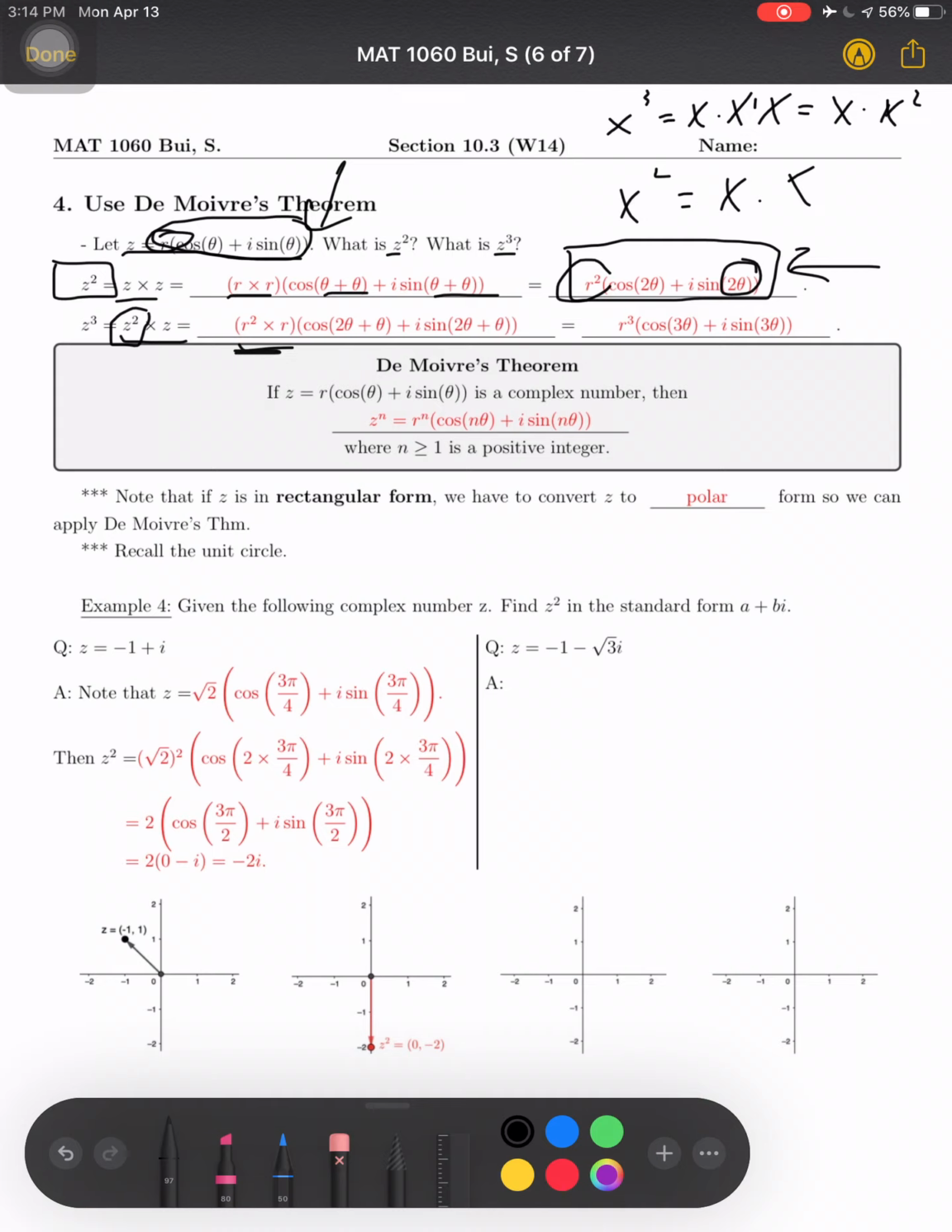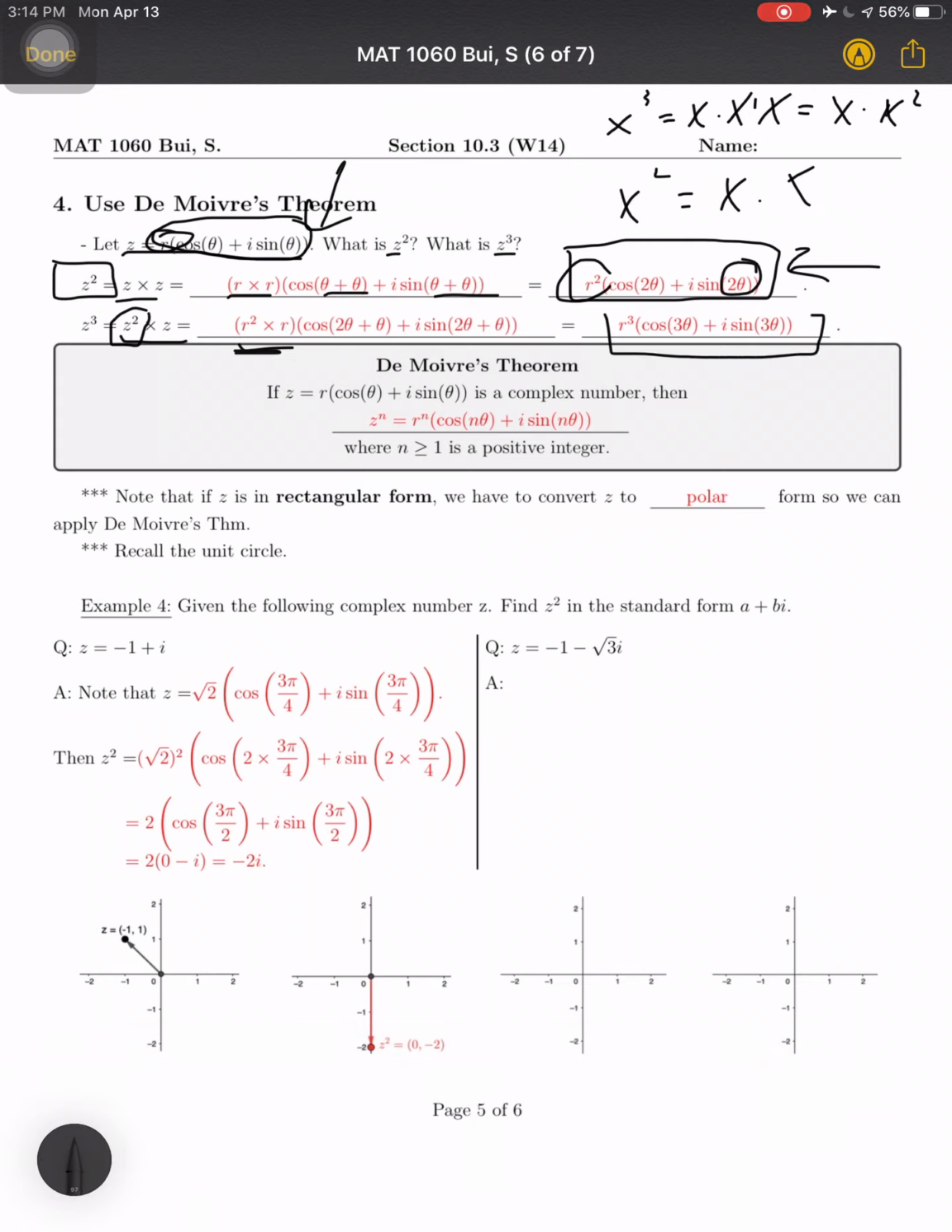Okay, so let me box this thing really quick. So we end up having r cubed times cosine of 3 theta plus i sine of 3 theta in here. And if you guys notice, if we have z squared in here, then we will have r squared and 2 theta. If we have z cubed in here, then we will have r cubed and 3 theta, right? So in general, if we have z to the n power, the radius would be r to the n. And then the angle in here would be n theta in general. And n in here has to be a positive integer that's bigger or equal to 1. So we cannot have a negative power in here, and we cannot have 0 in here.